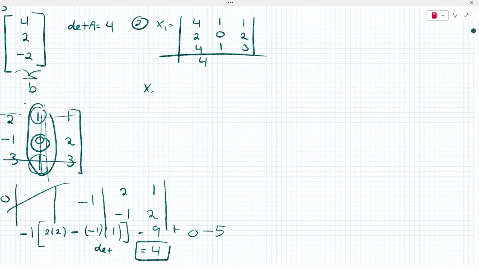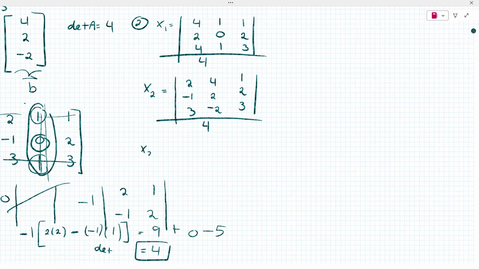And then you do the same process with x2, right? So go back to your original matrix A, and the only difference is you're going to replace the x2 column with your vector b. So this one is going to be 2, -1, 3. And then you replace the x2 column with the vector b, which is 4, 2, -2. And then the x3 column, 1, 2, 3, stays the same. And then you divide it by determinant A, which is 4.